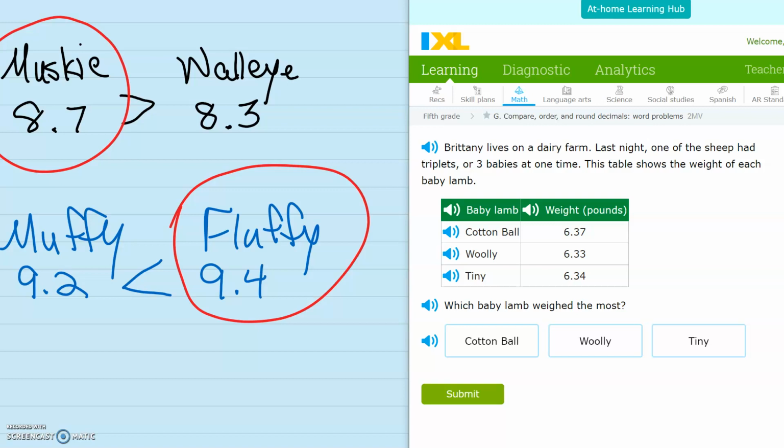Okay, so we're going to have to compare all three of these to determine which one weighed the most. So let's go ahead and write their weights down. So Cotton Ball was 6 3/37, so this was Cotton Ball.